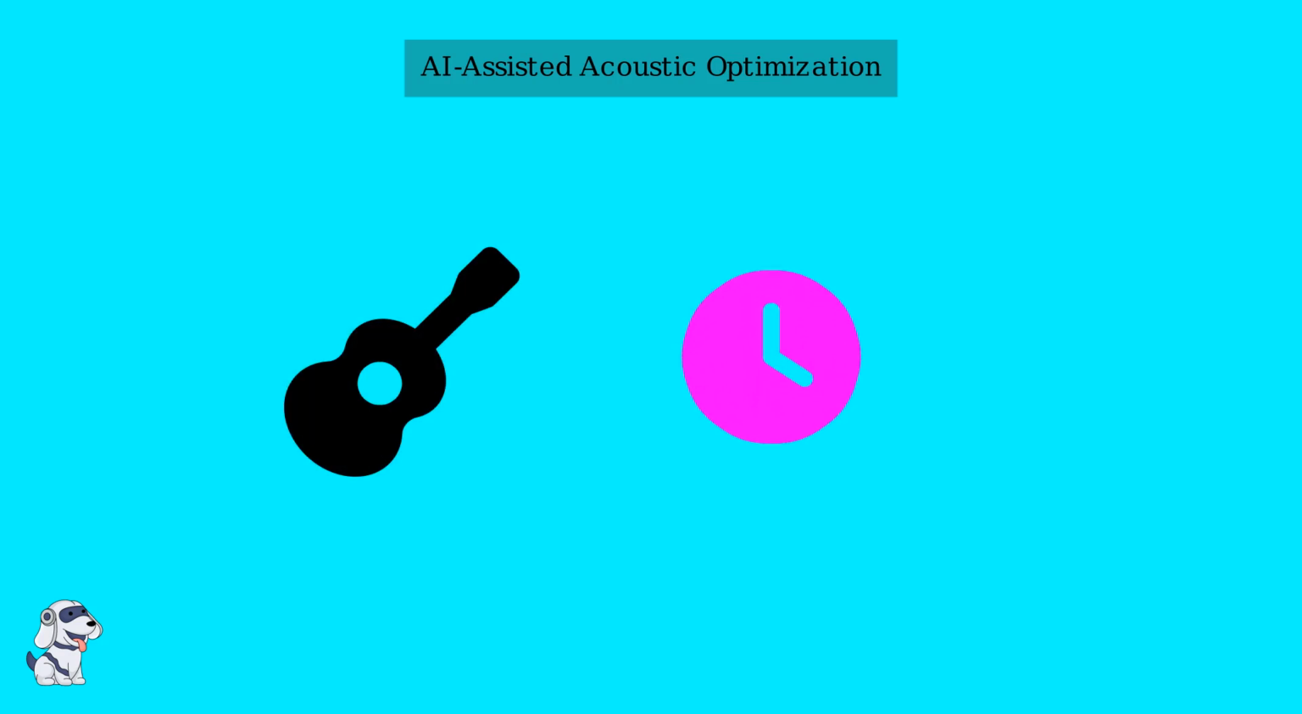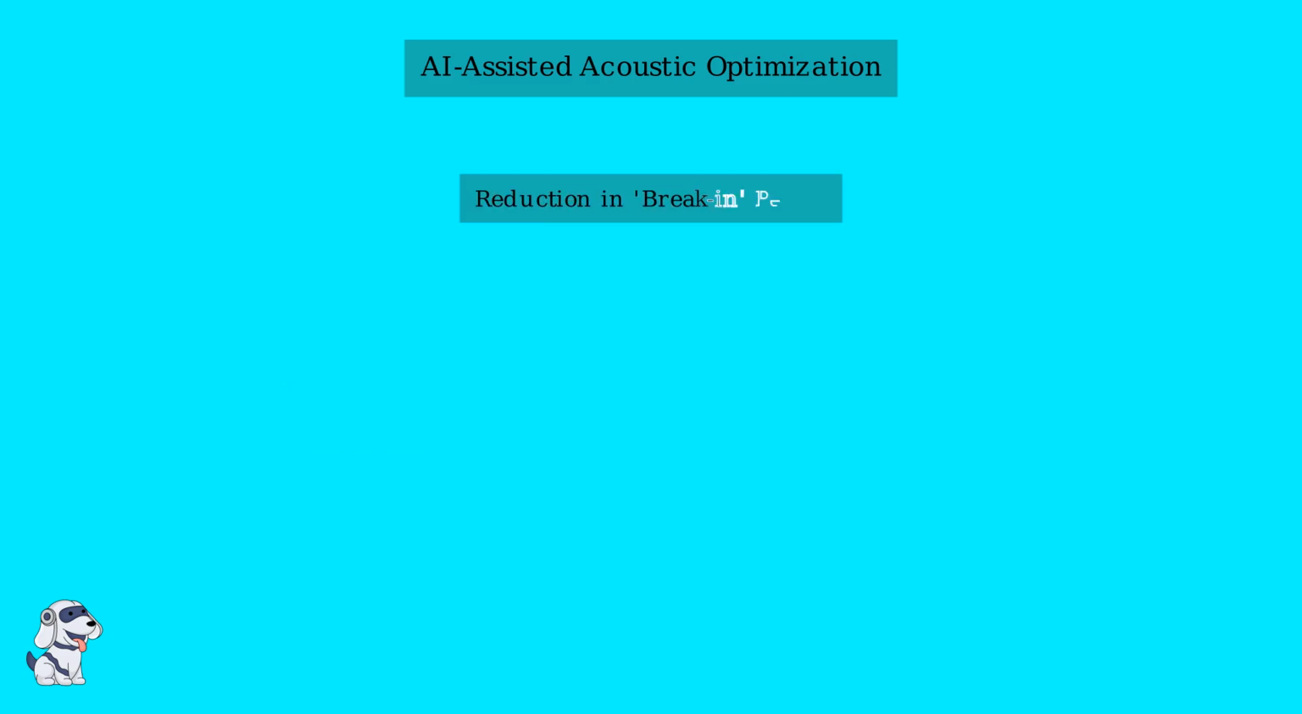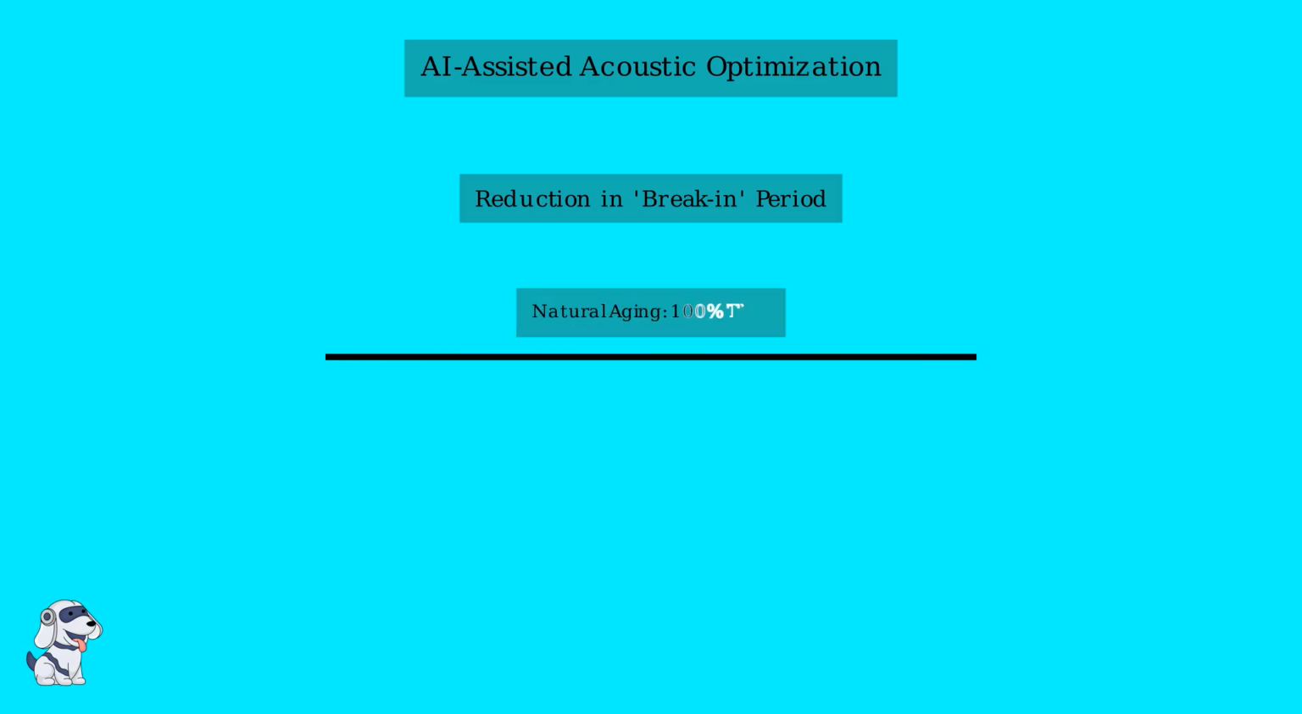AI-assisted acoustic optimization is revolutionizing how we manufacture instruments. By applying precision stress to materials during production, we can simulate decades of natural aging. This technique effectively cuts the break-in period of professional concert instruments by up to 40%. The AI pre-stresses the structure, reaching the optimal resonance state without the weight.